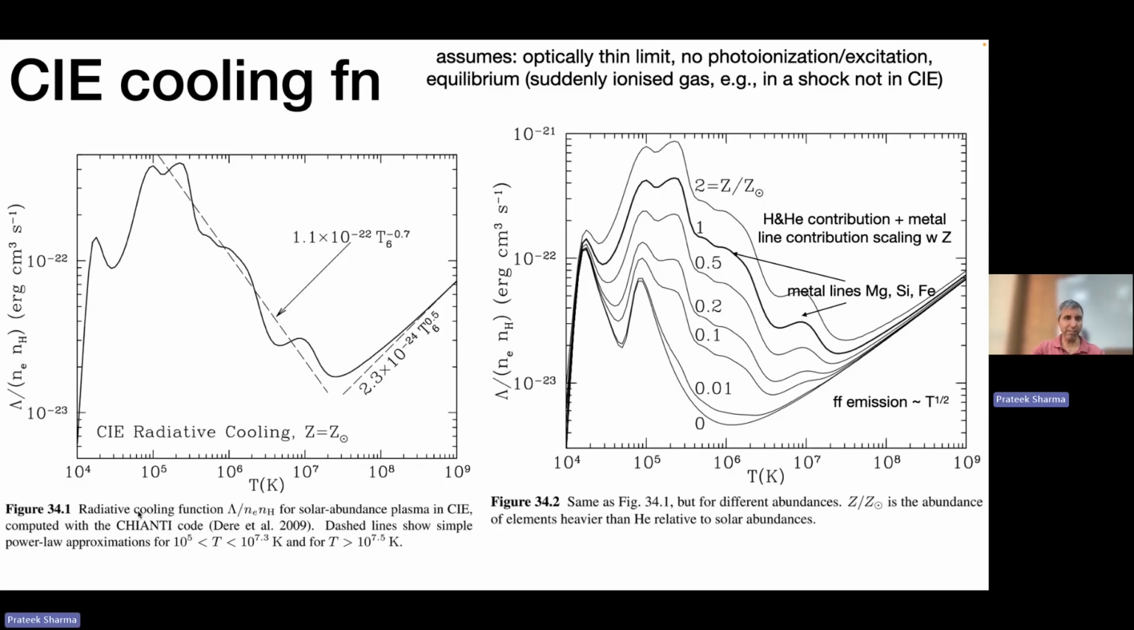Okay, so this is the radiative cooling function, lambda over n_e n_H, for solar abundance plasma in collisional ionization equilibrium, computed with the Chianti code. This is a typical plasma code. There's also something called Cloudy, a similar code, with which you can do these ionization equilibrium calculations and calculate these cooling functions. These dashed lines are just simple polynomial fits, power law fits.